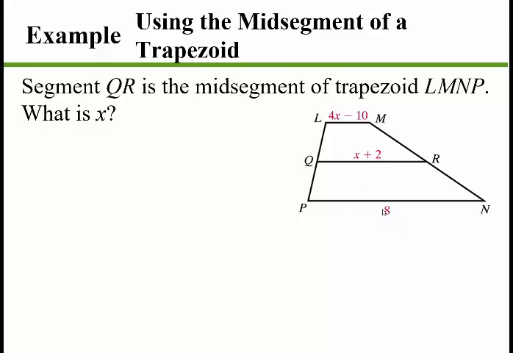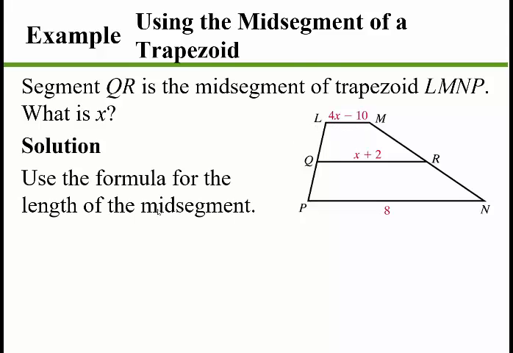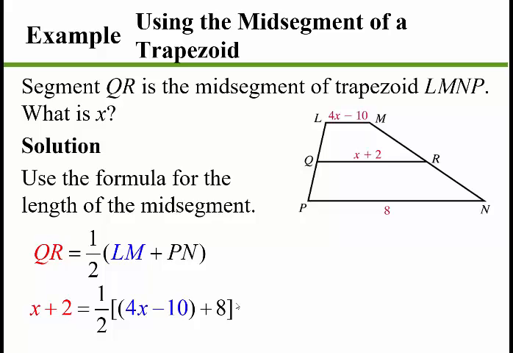All right, so I know here that I have 8. That's the length of this one. The length of the midsection, or the midsegment, is x plus 2. And the top one here is 4x minus 10. Well, using the formula for the length of the midsegment, QR is equal to 1/2 the length of LM plus PN. Well, plugging in the algebraic expressions, I get this. So the midsegment is x plus 2, LM is 4x minus 10, and PN here is 8.